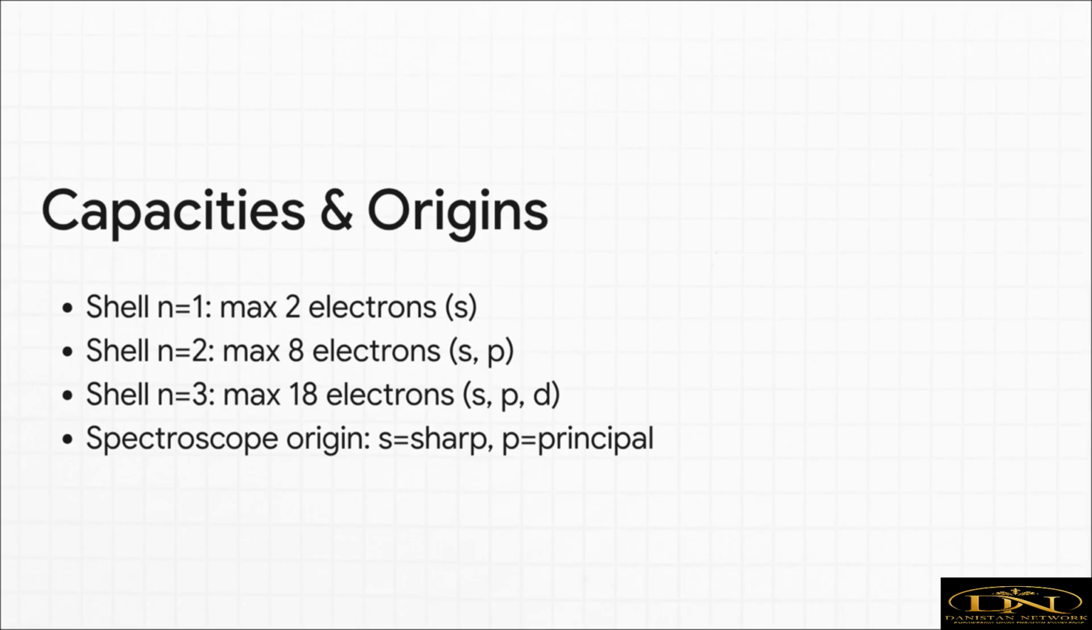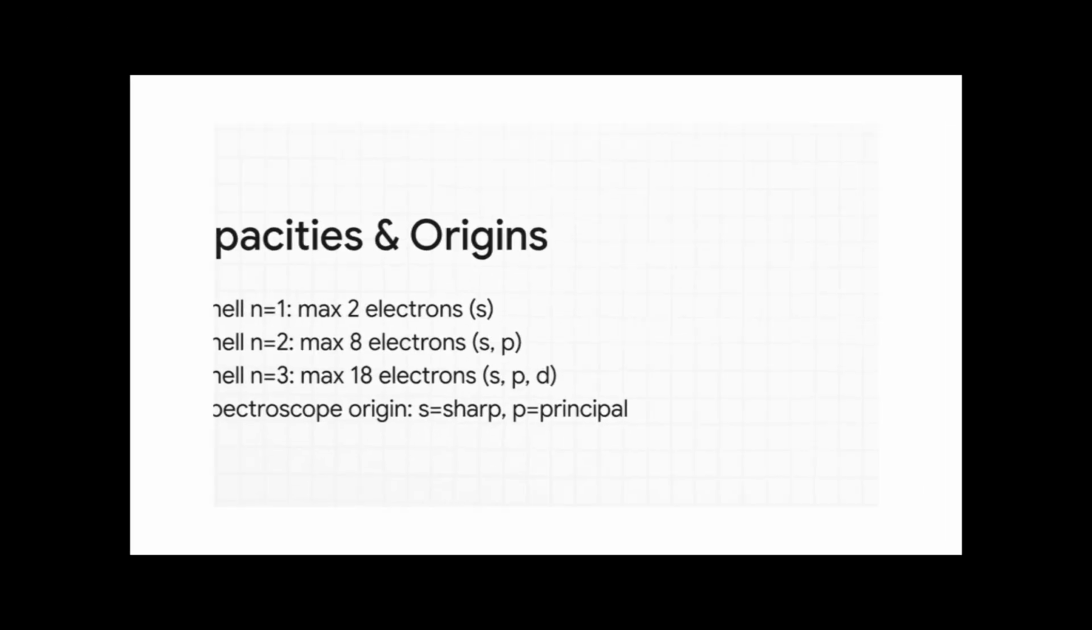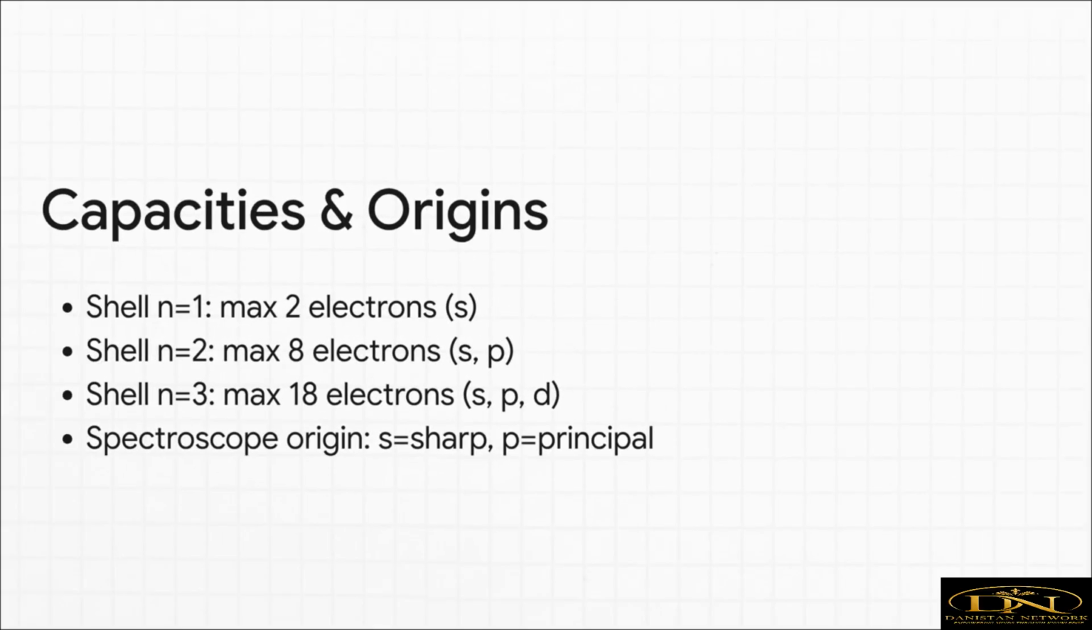Floor 1, or n equals 1, just has an S subshell, so it totally maxes out at 2 electrons. Floor 2 gets an S and a P, bringing its maximum to 8. Floor 3 adds that D subshell into the mix, bumping its total capacity up to 18 electrons.